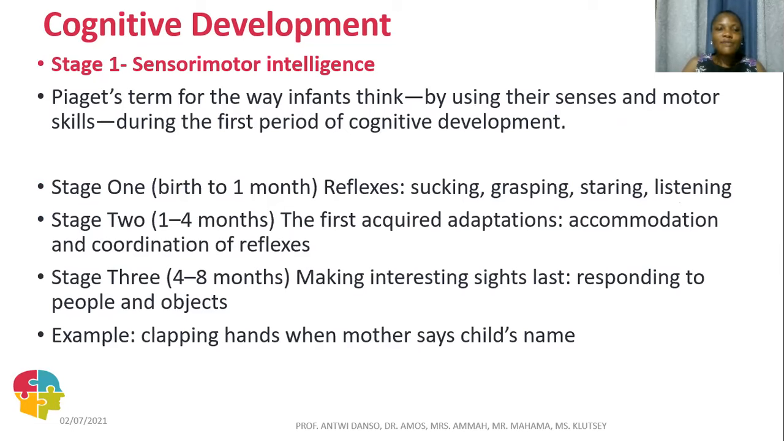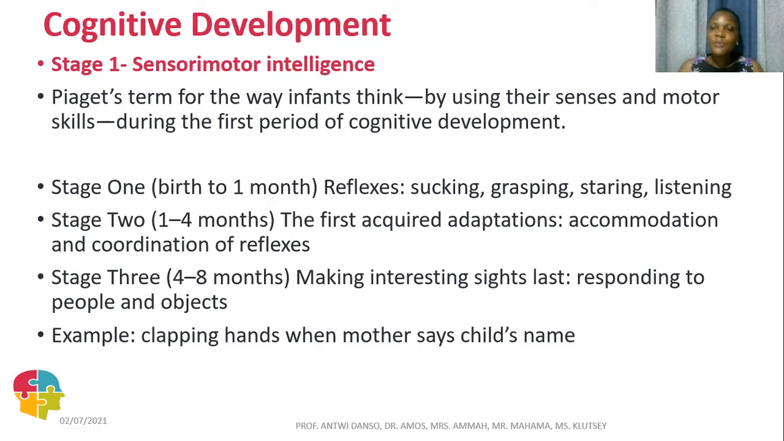So we have the first stage, which is what we call the sensory motor intelligence. Here, there are two words, sensory and motor. So infants or children think in terms of their senses and their motor skills.